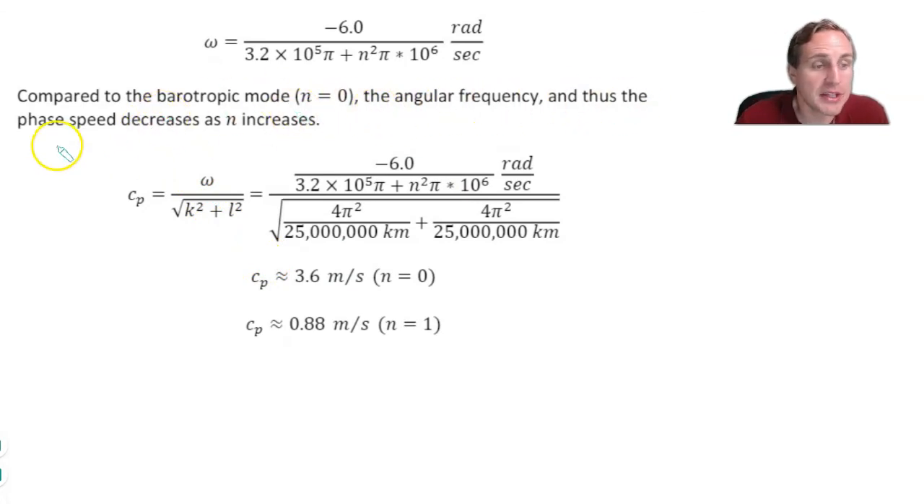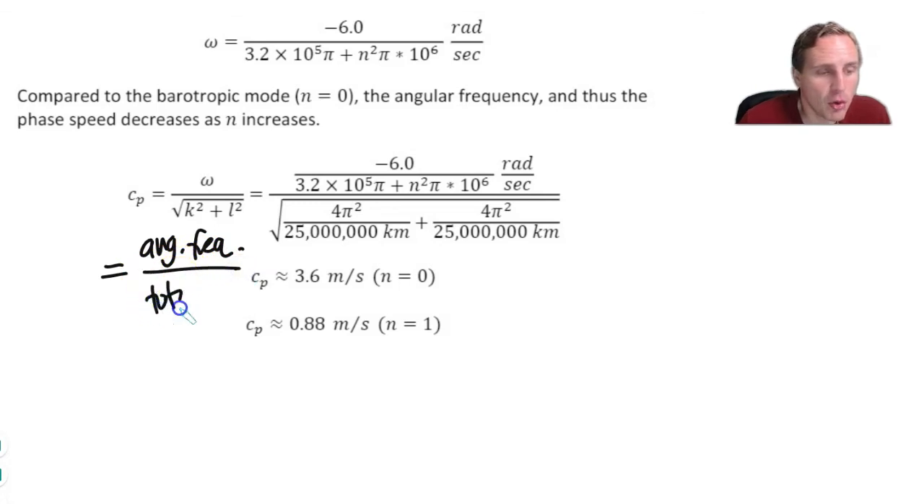Notice that the phase speed decreases as n increases. Think about this: if we put in 0 here, we basically get omega over the square root of k squared plus L squared for the wave speed. How do I get that? It turns out that the wave speed is the angular frequency, which is the phase speed, divided by the total wave number. You need to add these up in a Pythagorean sense, so it's k squared plus L squared, square rooted. That's sort of like the total wave number.